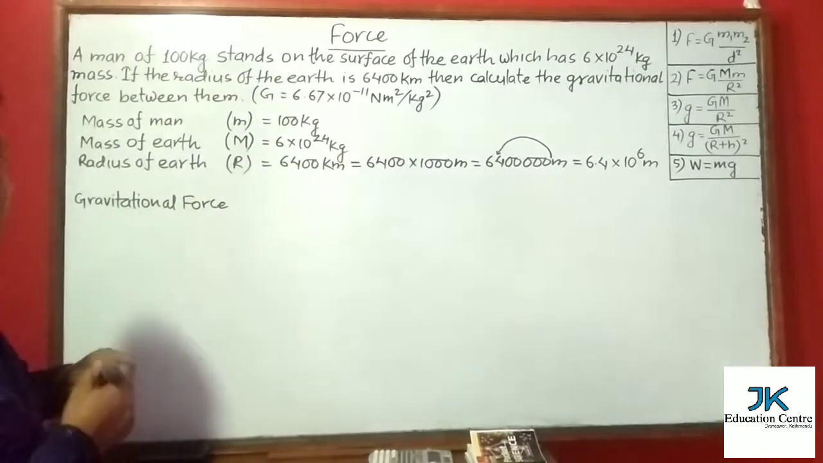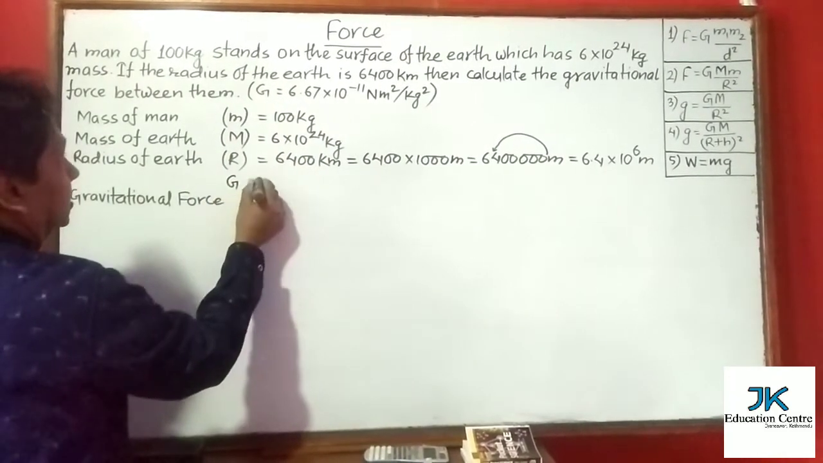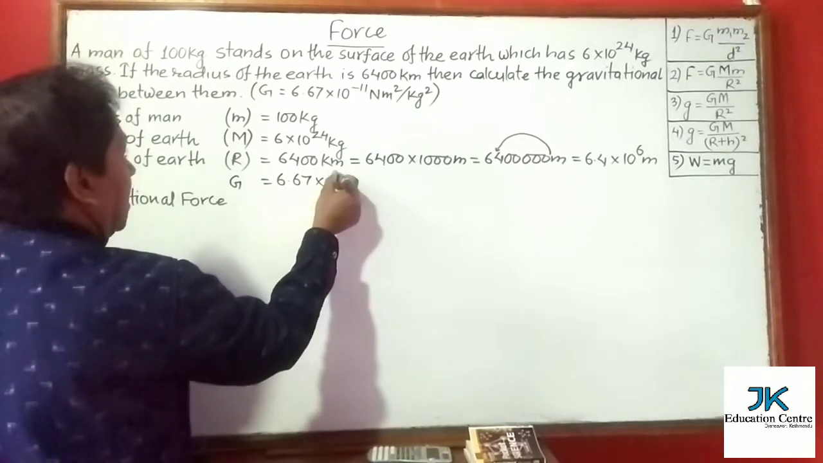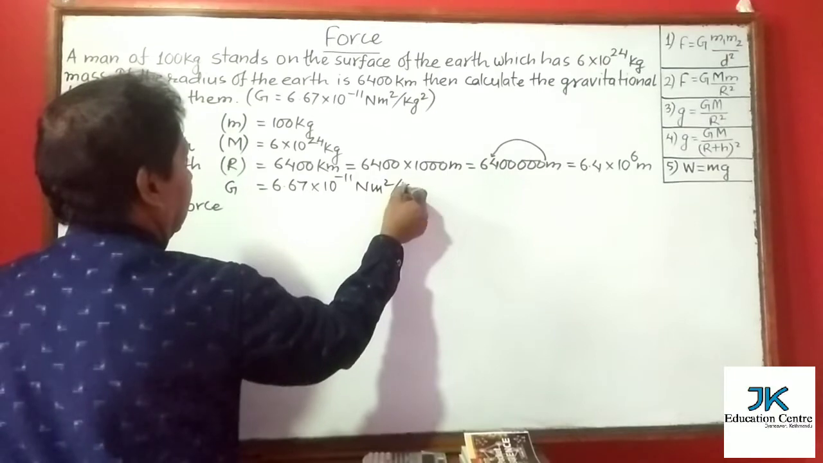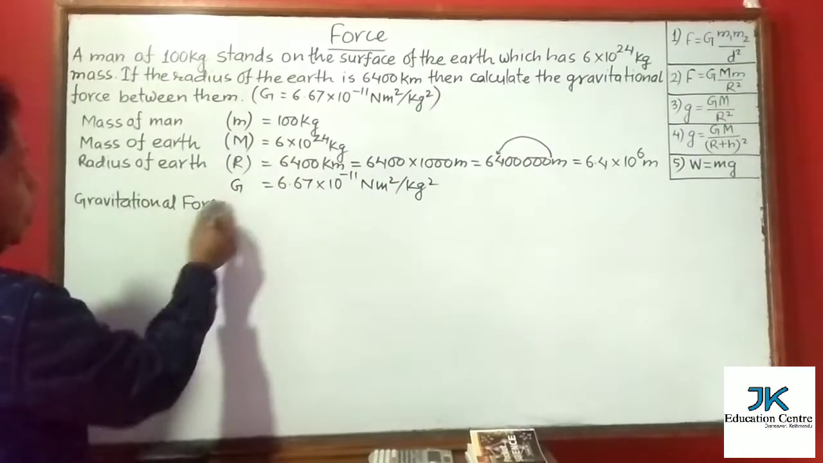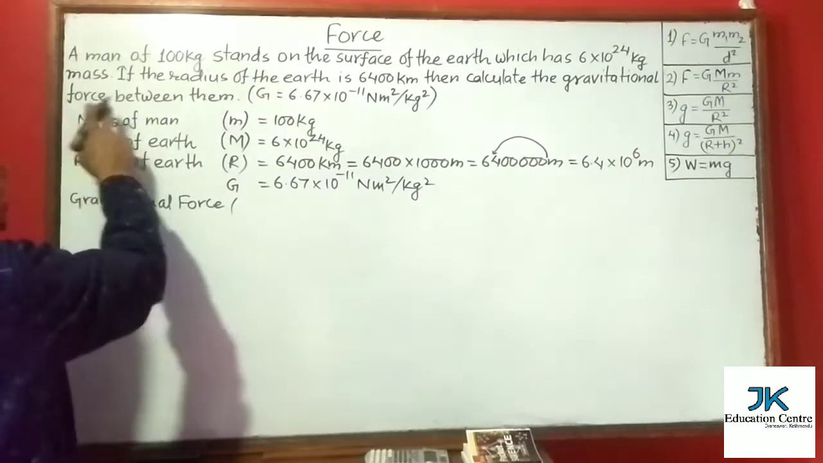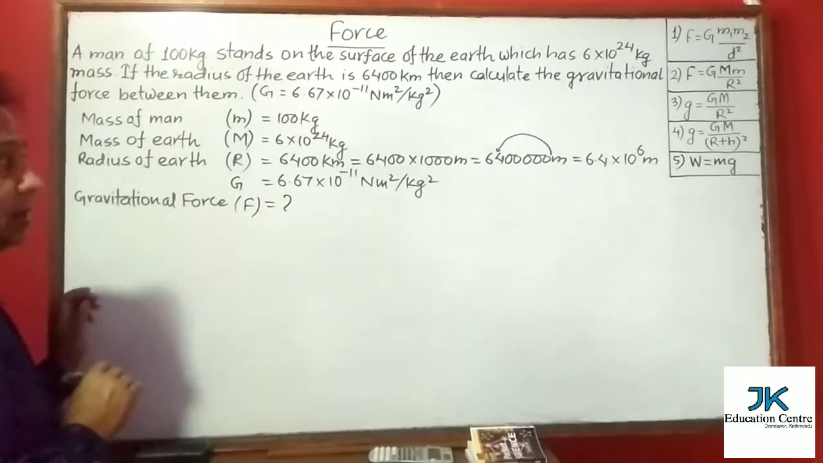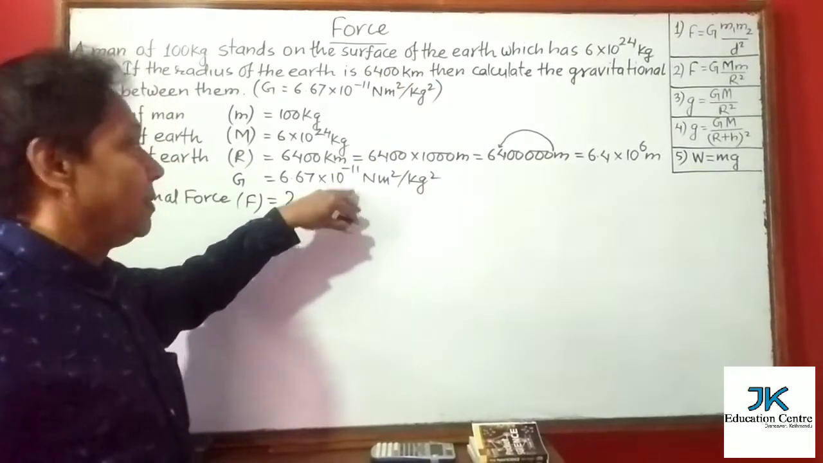Okay, now next, G is given, that's why I am writing G. G is equal to 6.67 into 10 to the power minus 11 Newton meter square per kg square. And the question is, calculate the gravitational force, and it is denoted by F. F is question mark. Now this numerical problem is converted to mathematical form.